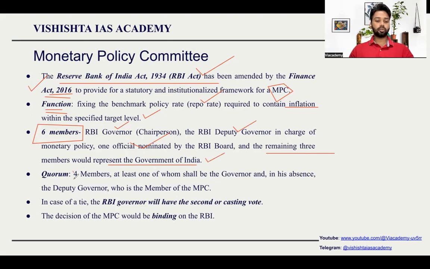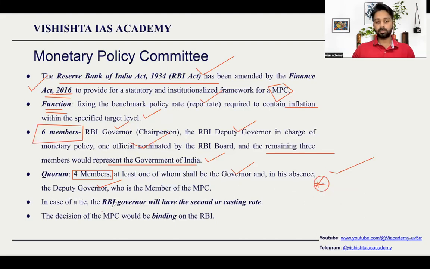The quorum is 4 members. So minimum 4 members should be there to discuss any kind of topic, at least one of whom should be the governor. Out of these 4 members, at least one should be the RBI governor or the deputy governor. So these points are extremely important. I can't stress more. It is on these kinds of points that UPSC will ask very confusing statements. So this point should be given importance.